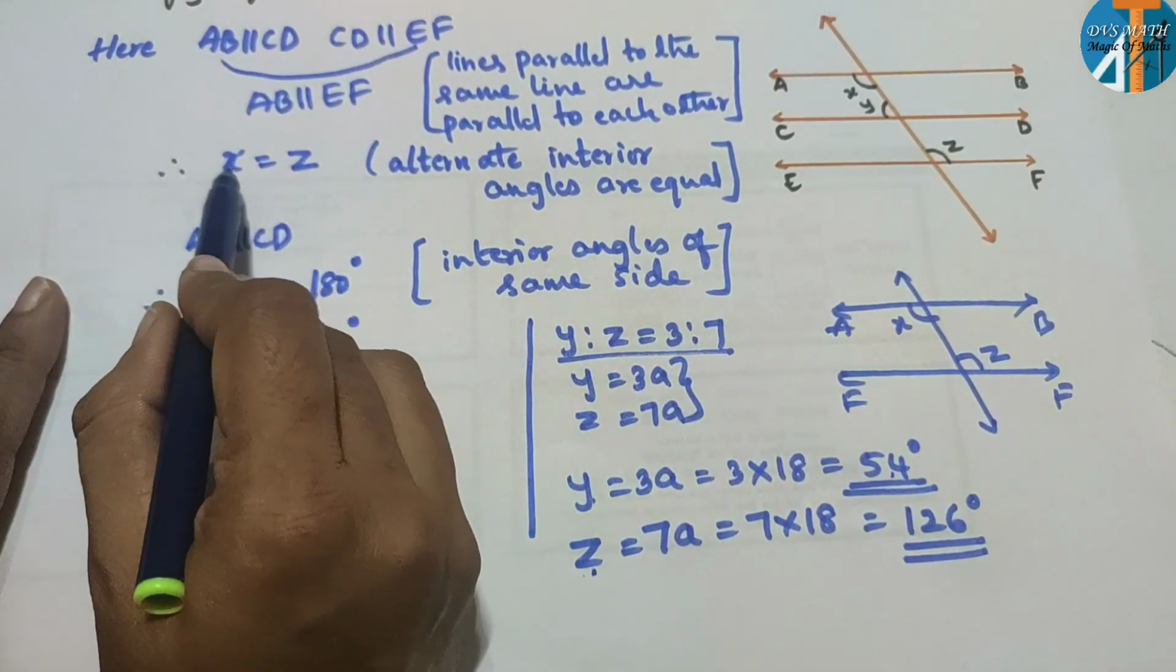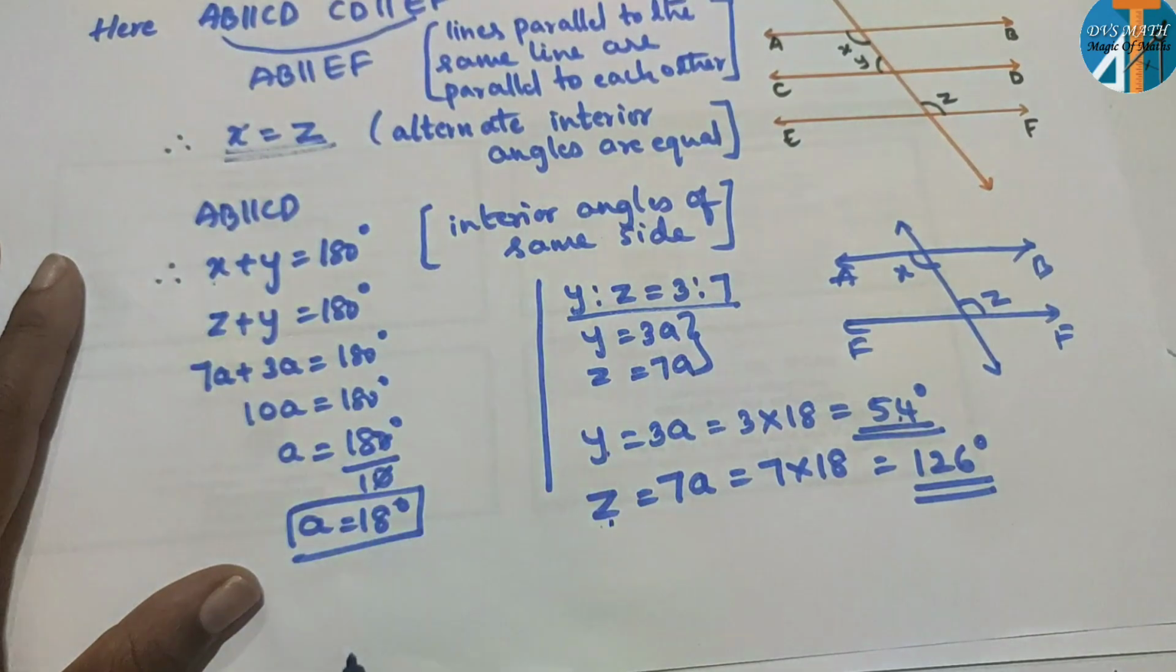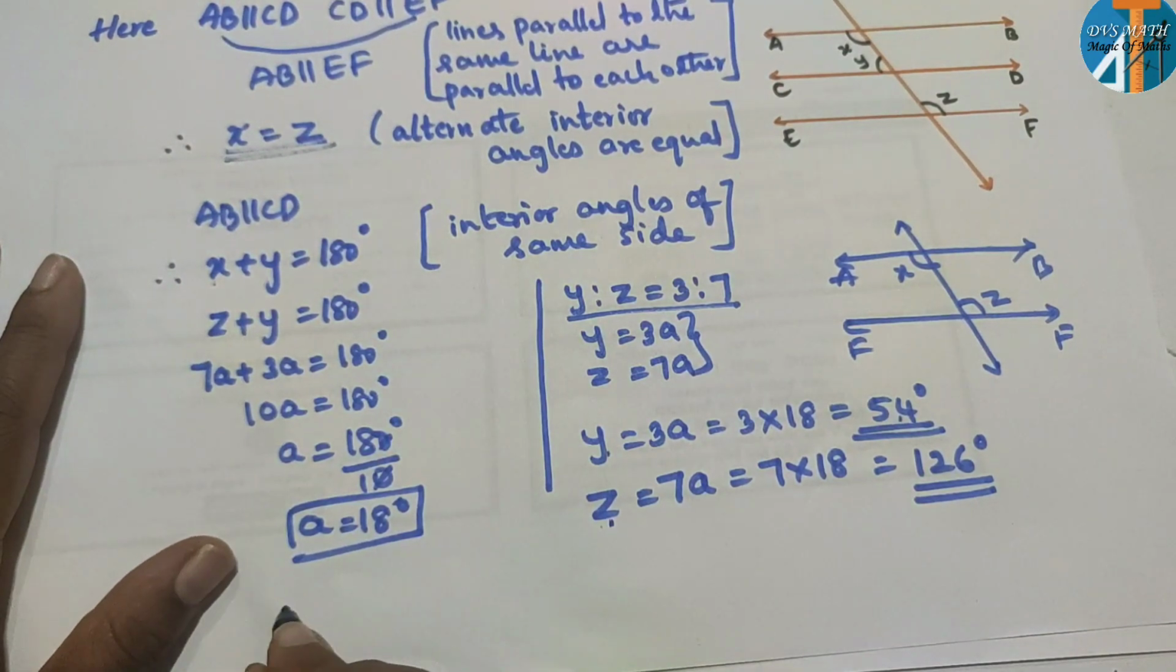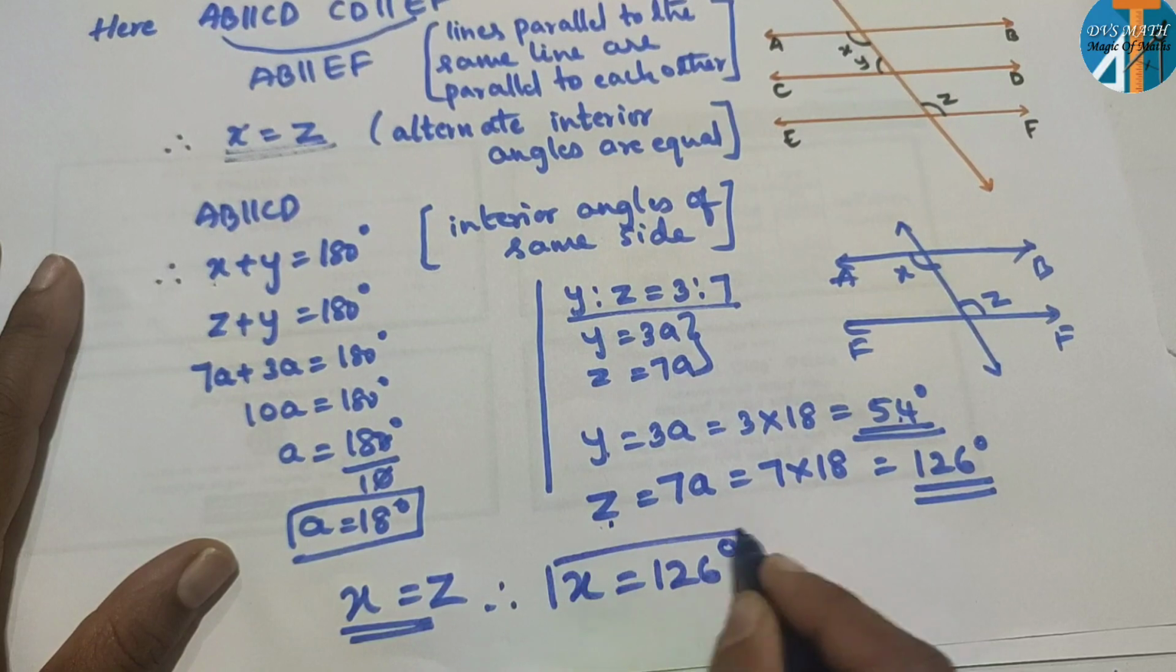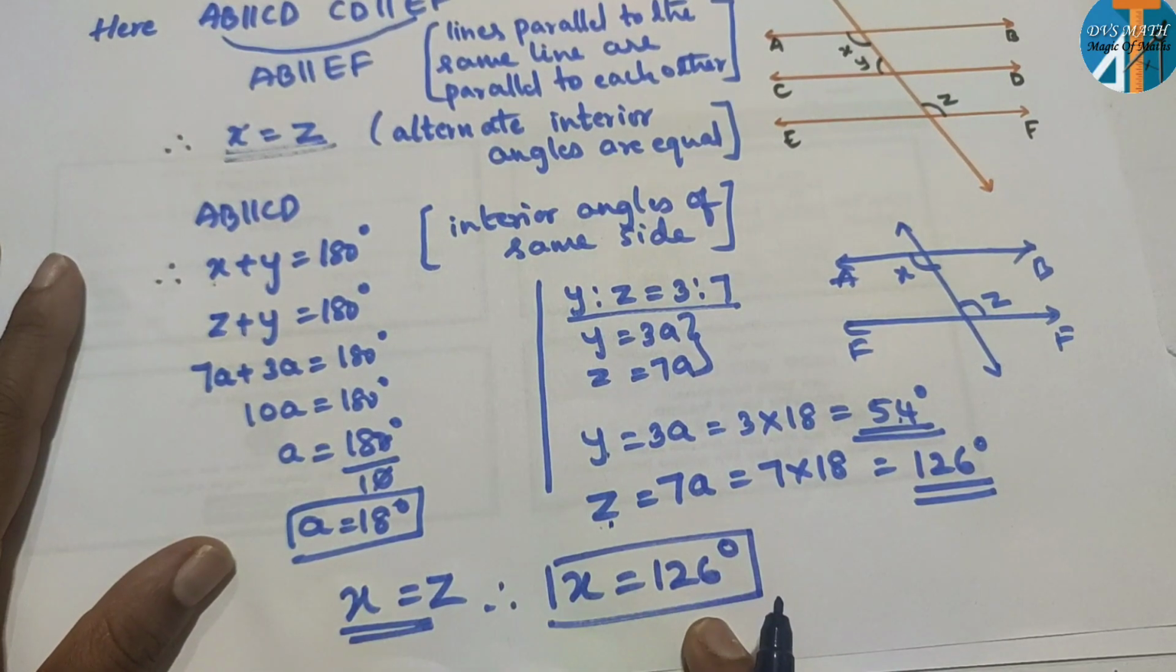But in the first case, what we wrote, x is equal to z, right? So, as we know, x is equal to z. Therefore, x is equal to what is the z value? 126 degrees. This is the value of x.